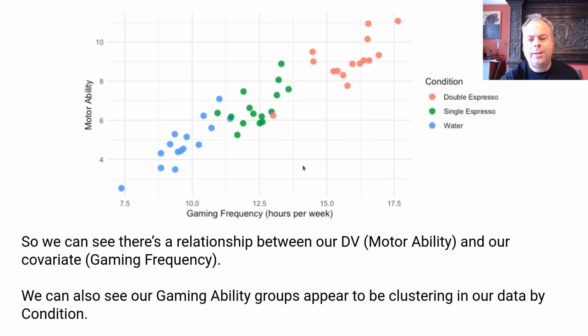data by condition. Okay, so we have our double espresso people up here who tend to be also people who do a lot of computer games, and our water group down here who tend to be people who really don't play many computer games at all. So immediately you might think that the influence of our experimental manipulation on motor ability is going to be influenced by this extra covariate that we've measured.